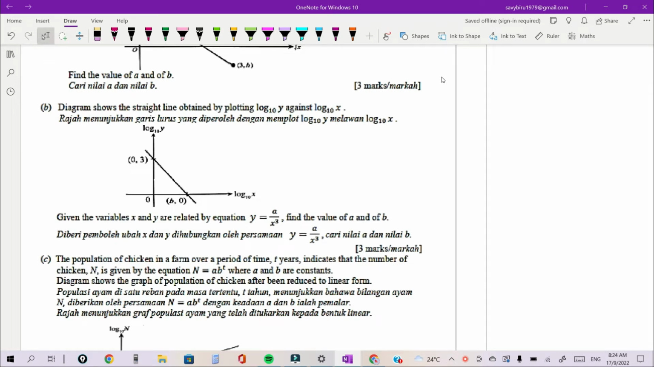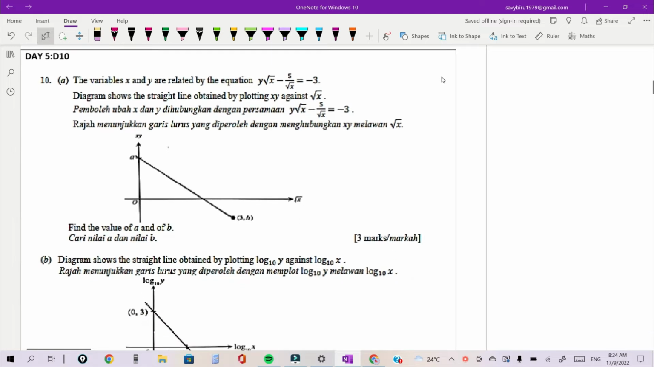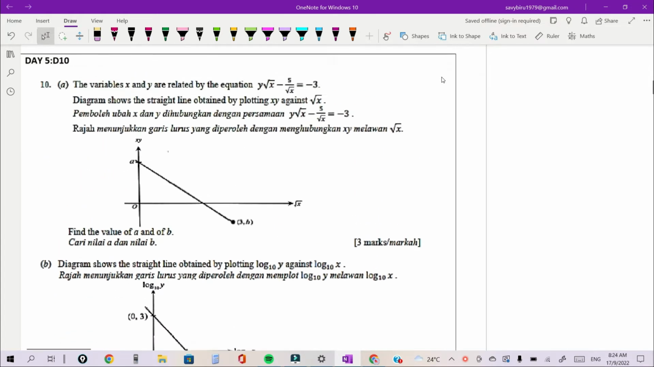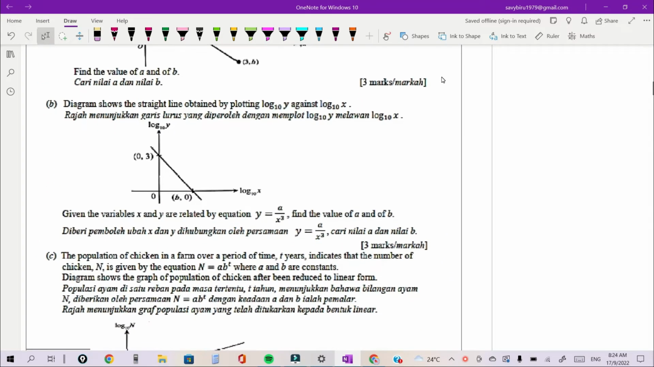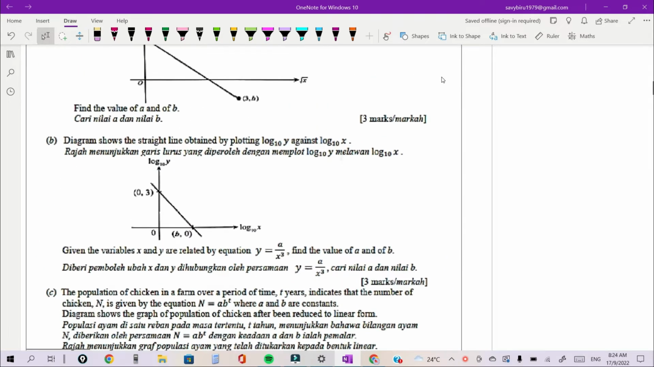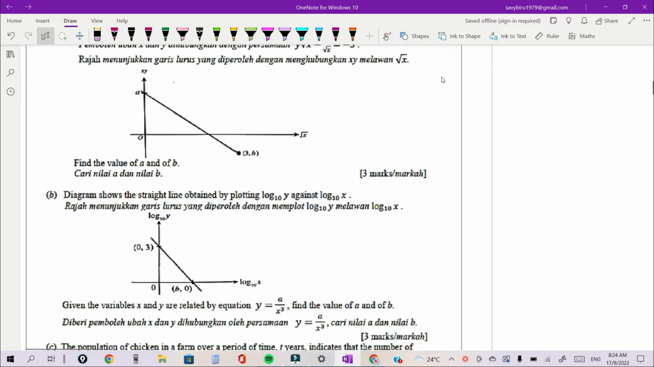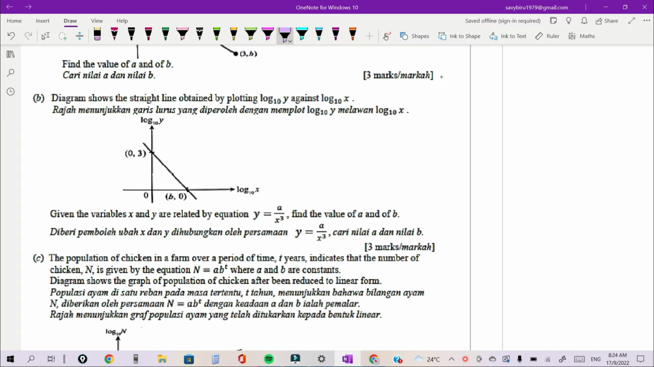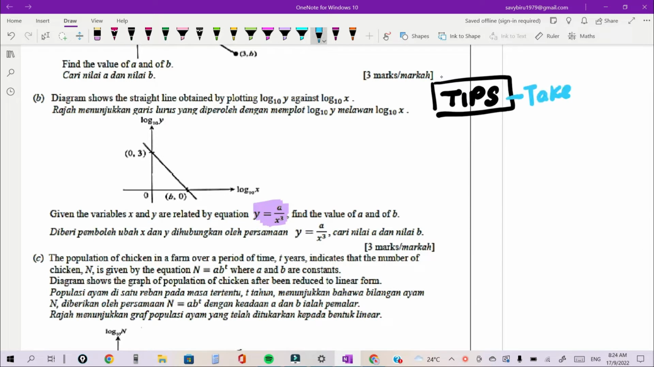Okay, so actually A and B is the same type of question, right? So if you understand A, you can answer B. The difference between these two questions is that in question B, the nonlinear function is in the form of an index. So the tips I already told you: if you see an index, make sure you take log. Take log both sides of the equation.